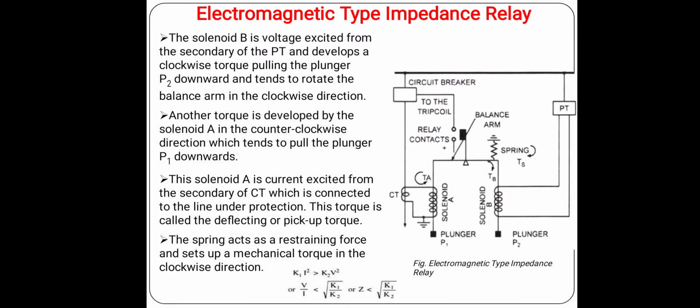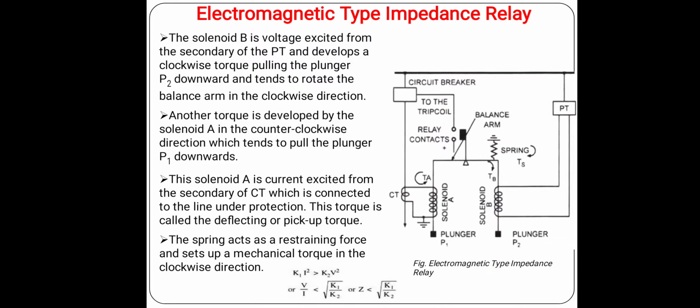Here we see that there are two solenoids. This is solenoid B and this is solenoid A. Solenoid A is connected to the secondary of the current transformer. Solenoid B is connected to the potential transformer, which is connected to the bus bar. So solenoid B is voltage excited from the secondary of the potential transformer and develops a clockwise torque, which is TB, and this torque pulls the plunger P2 in the downward direction.